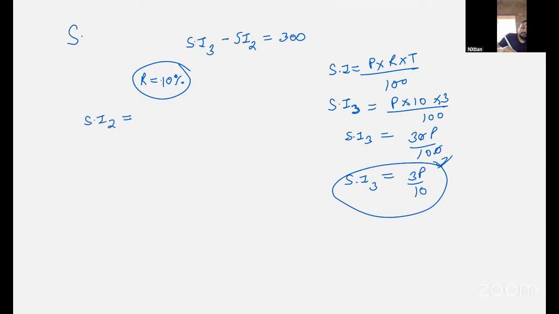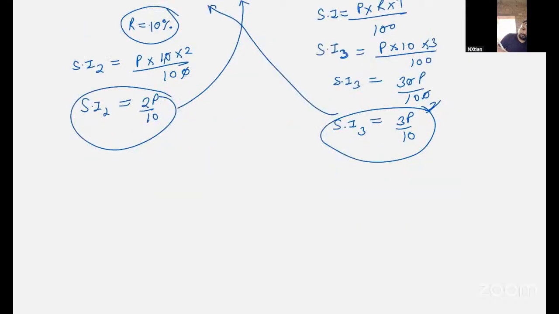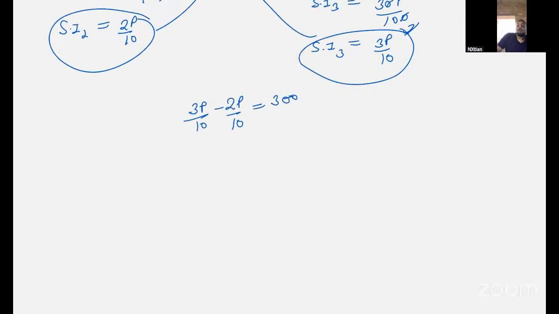So same formula, but p into 10 into 2 upon 100. This and this will cut. So SI2 will be 2p upon 10. Now we have to put the values into this. So 3p upon 10 minus 2p upon 10 is equal to 300. Now the denominators are already the same, so we will not multiply it. It will become 3p minus 2p upon 10 is equal to 300.